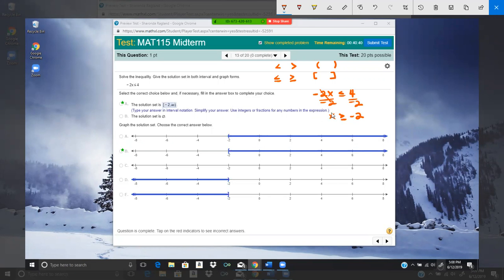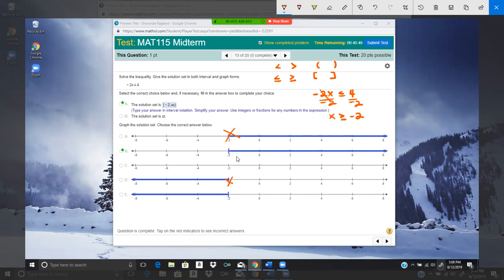All right, and so this is x is greater than or equal to negative 2. So greater than or equal to negative 2 means inclusive, right? So what numbers are greater than or equal to negative 2? So we'll be at negative 2, okay? So it'll be closed. So we can cross this out because we know it's inclusive, correct?